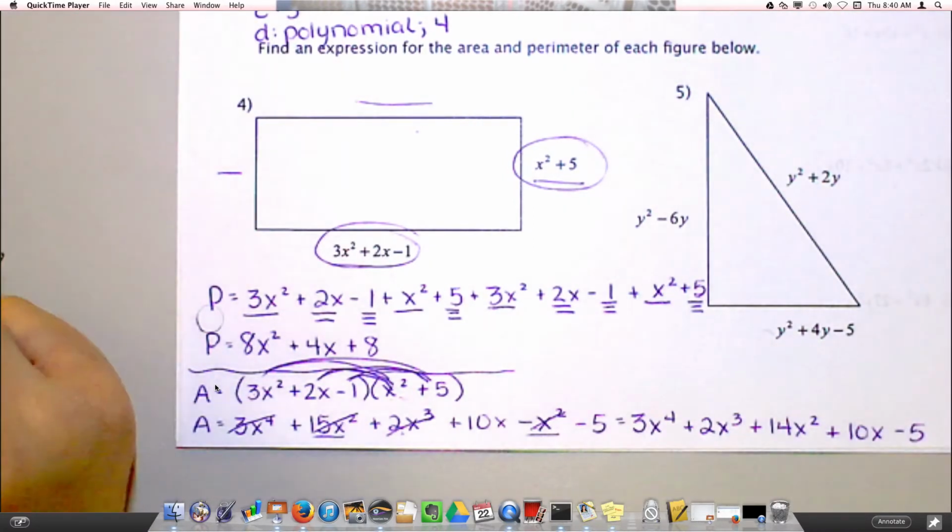Number 5, for area: y squared minus 5 times y squared plus 4y minus 5. And then you would have to divide it all by 2. Cut it in half. Yep. Let's talk about that one. I'm going to need some more space here.